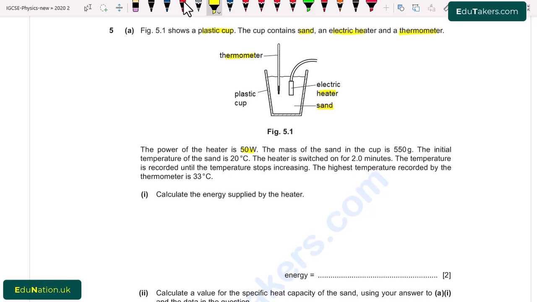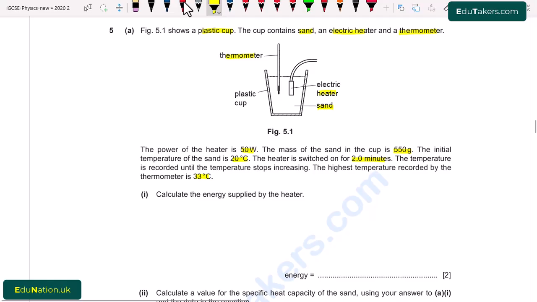The mass of the sand in the cup is 550 gram. The initial temperature of sand is 20 degrees C. The heater is switched on for 2 minutes. The temperature is recorded until the temperature stops increasing. The highest temperature recorded by the thermometer is 33 degrees C. Part 1. Calculate the energy supplied by the heater.